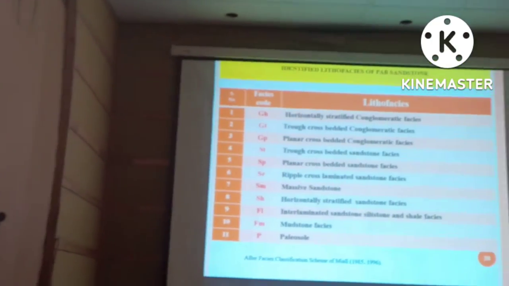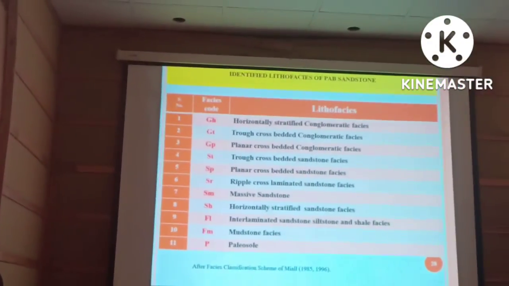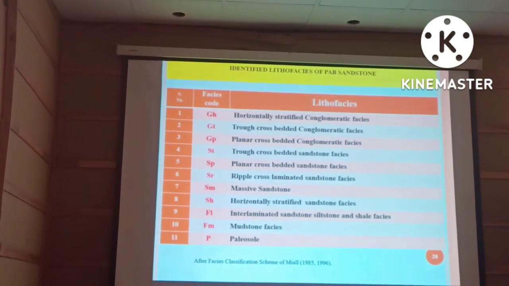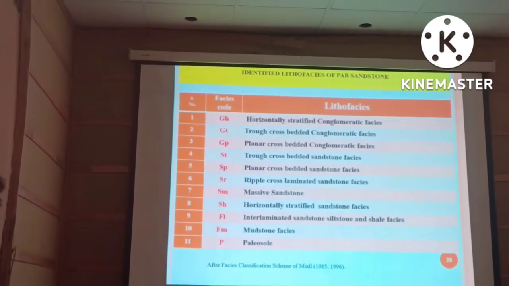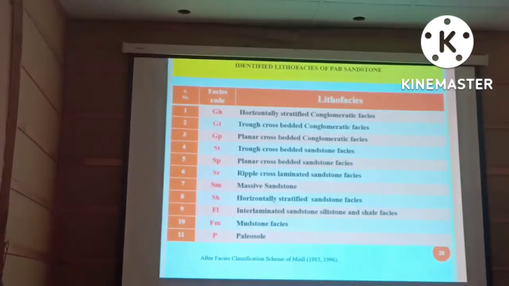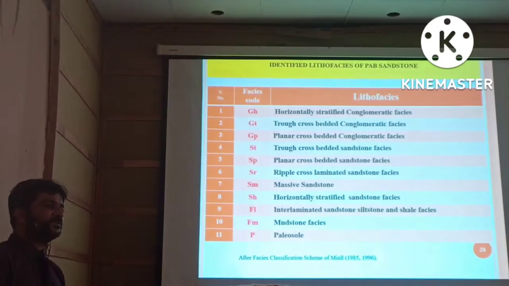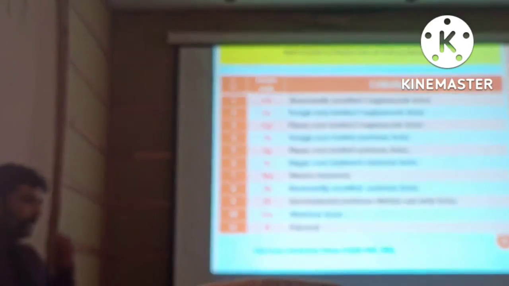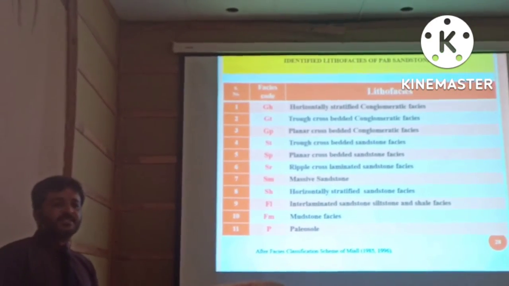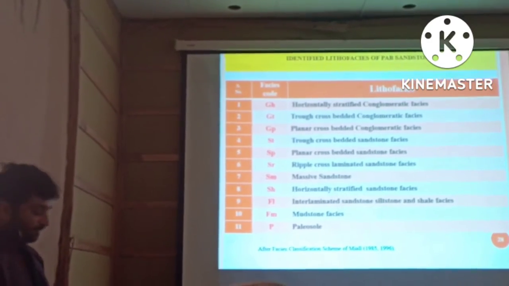These are the principal identified lithofacies of pub sandstone in all studied sections. They include the horizontally stratified conglomerate, planar cross-bedded conglomerate, trough cross-bedded conglomerate, planar cross-bedded sandstone, trough cross-bedded sandstone, horizontally stratified sandstone, massive sandstone, paleosol, and interlaminated sandstone, siltstone, and mudstone.